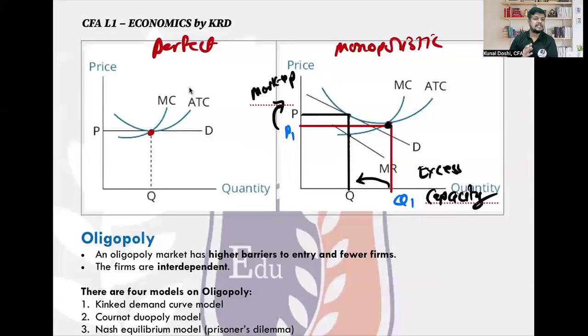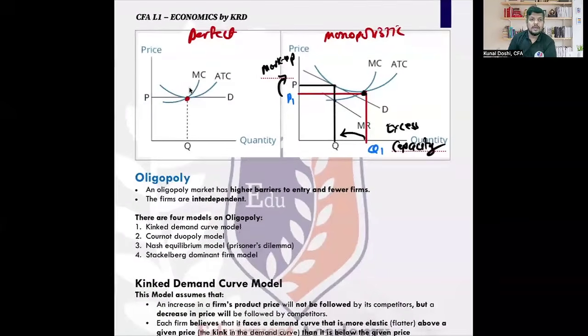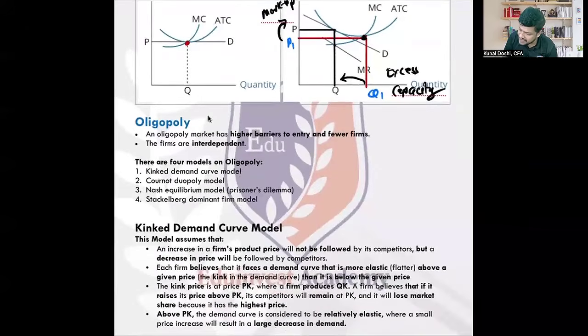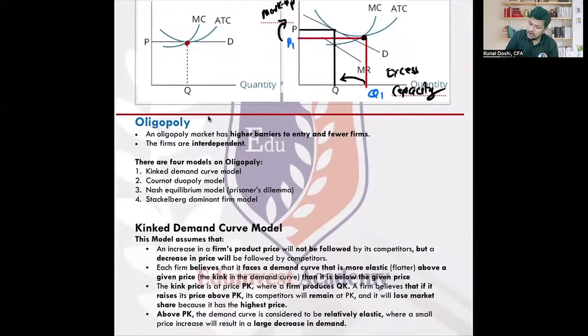This is the biggest difference between perfect competition and monopolistic competition. Everyone with me on this point? Understood this difference? Clear? Yes. Okay. Now we move on to the third one, which is my favorite, that is oligopoly.